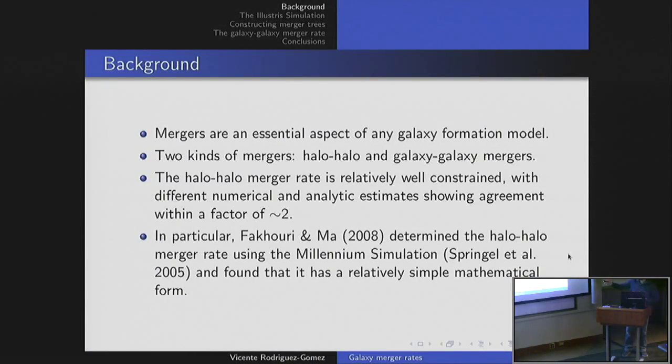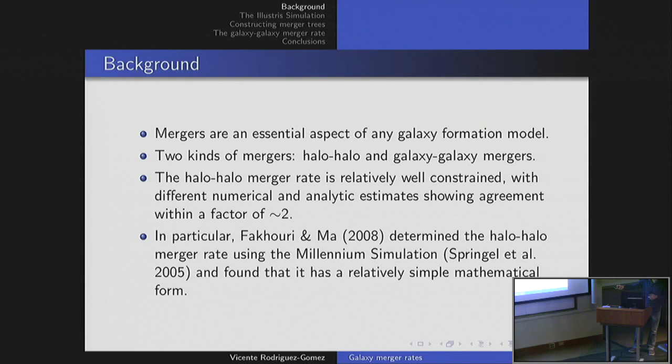So mergers are important. Here I will distinguish between two different kinds of mergers, those between dark matter halos and those between galaxies. It's usually assumed that a merger between two dark matter halos is followed by the merger of the galaxies, although the relationship is not really so straightforward. So if you know the merger rate of dark matter halos, you don't have the merger rate of galaxies. Now, the merger rate of dark matter halos is theoretically quite well understood, so that different theoretical predictions are different by a factor of two or so.